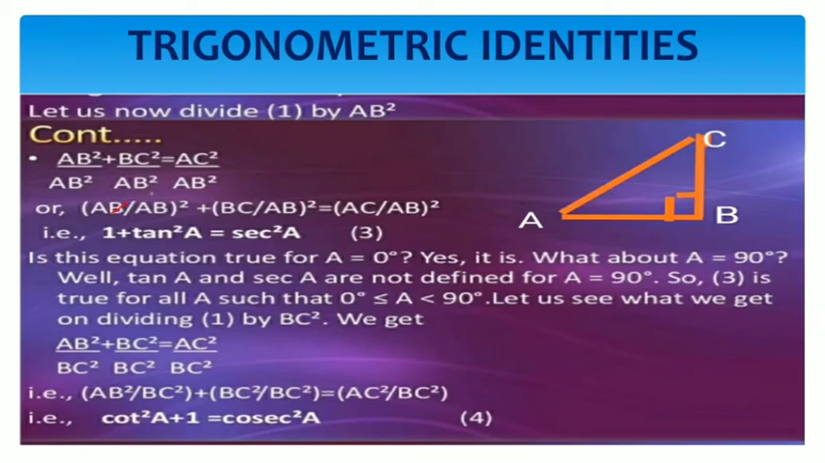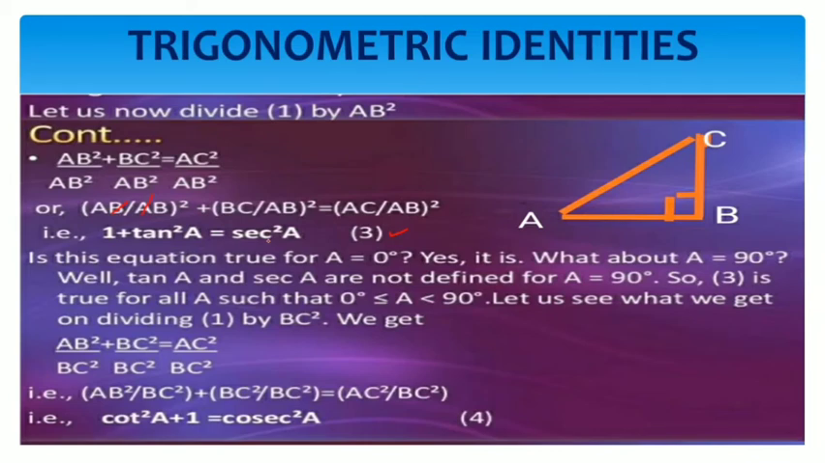Now this AB and AB will be cancelled, one will come. Now BC upon AB, perpendicular upon base, and we know that perpendicular upon base is tan, so in place of BC upon AB we can write tan A. So tan A whole square will be tan square A. Similarly, AC upon AB, hypotenuse upon base. So hypotenuse upon base we have sec. So in place of AC upon AB we can write sec A. So sec A whole square will be sec square A. So this is our second identity, 1 plus tan square A equal to sec square A.